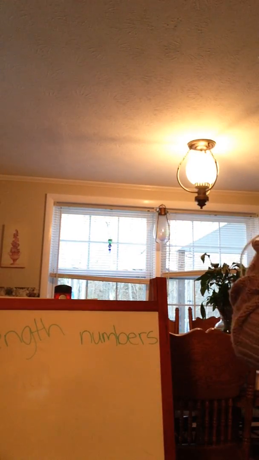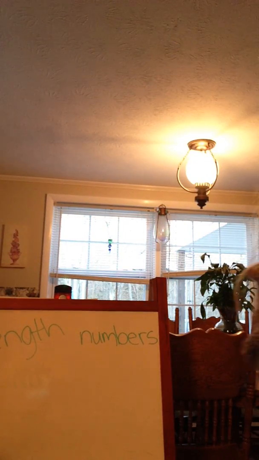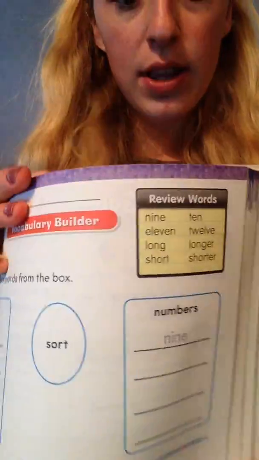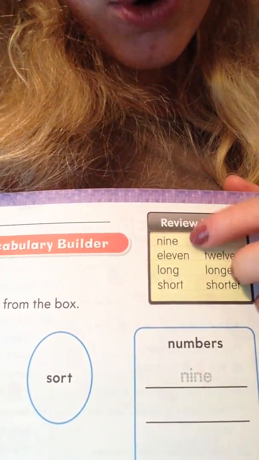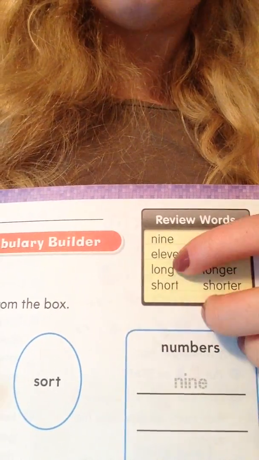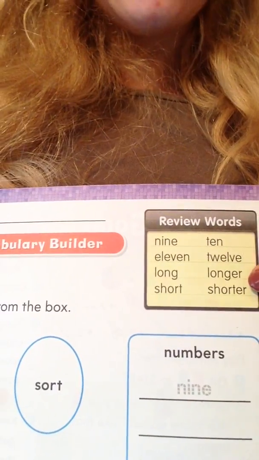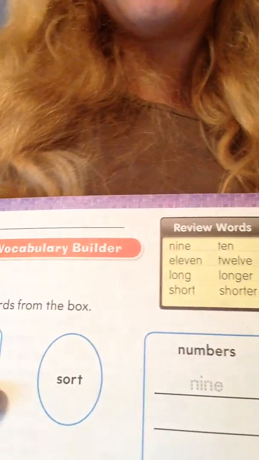And it wants us to sort these review words up in the corner of the book. So let's look at these. We have 9, 11, so both of those are our number words. Long and short, so those would describe the size of something. We have 10 and 12, which are number words, and then we have longer and shorter, which would also describe the size or the length of something.